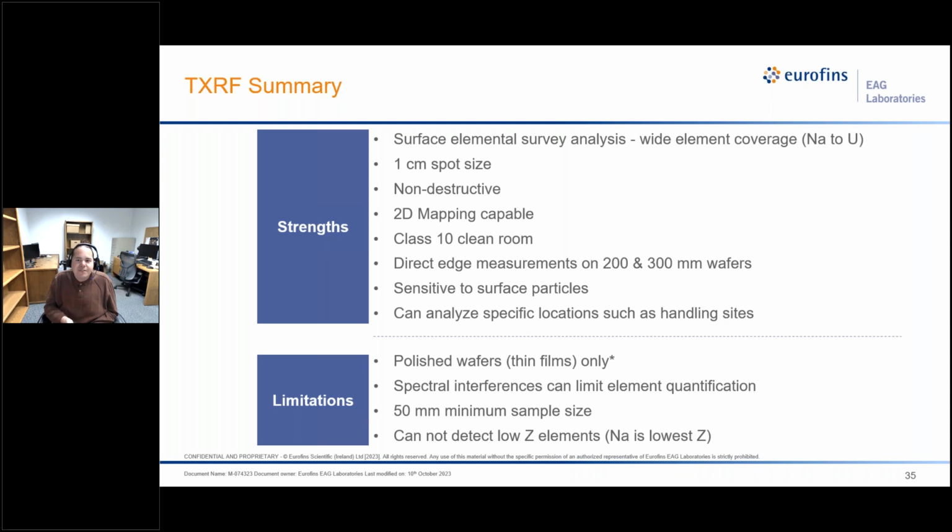For some of the limitations, we can often only measure polished, unpatterned wafers only. And in some cases, with certain substrates or films, there may be issues with interference we can try and work around. The smallest sample we can measure is a 2-inch wafer, and we cannot detect low Z elements like hydrogen through neon.